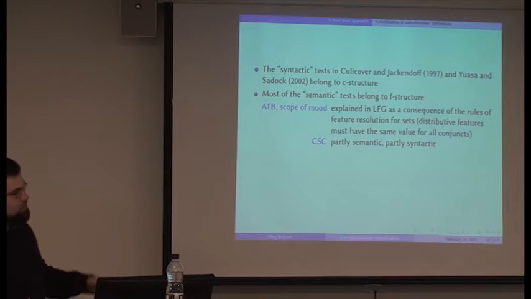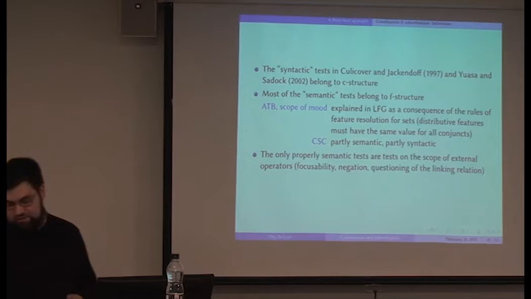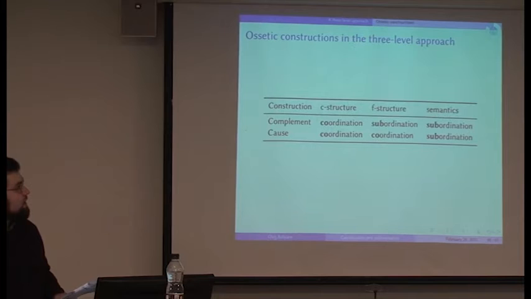And the only properly semantic tests are tests on the scope of external operators, focusability, negation, and questioning of the linking relation, which I have just illustrated by data from Ossetic and other languages. In this approach, Ossetic constructions will cluster in the following way. The complement pseudo-coordination will be coordinating on C-structure and subordinating on both F-structure and semantics, whereas the causal construction will be coordinating on C-structure too, but coordinating at F-structure, whereas semantics will also be subordinating, just like with complementation.